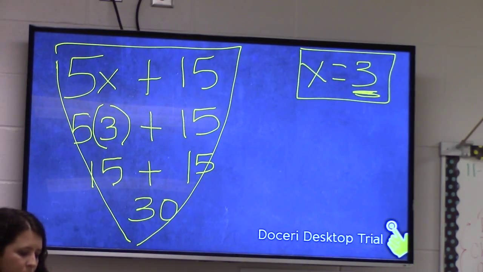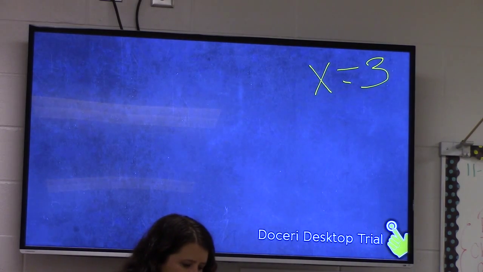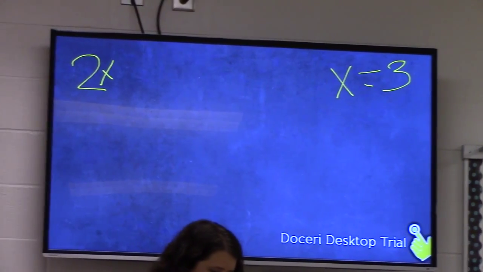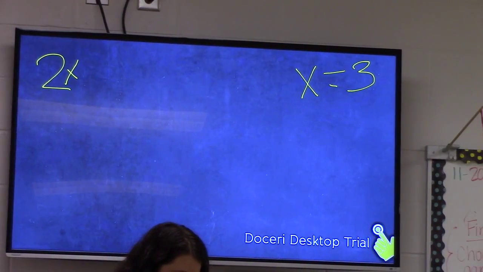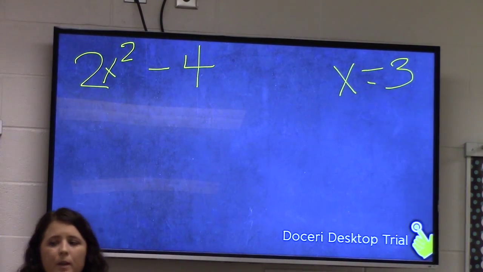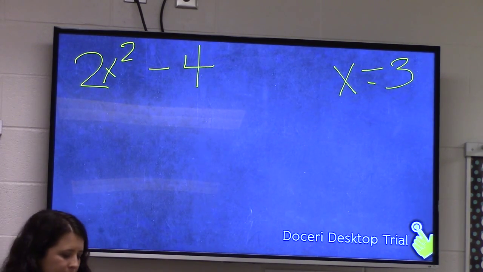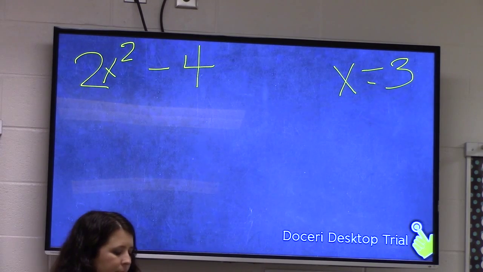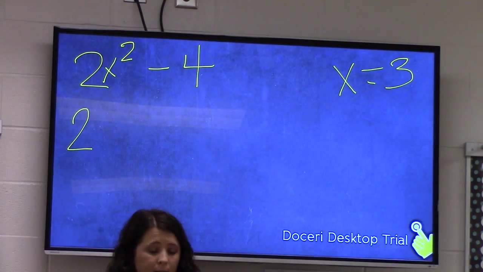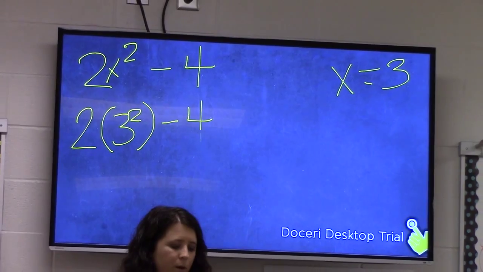Okay, I'm going to show you one more. X is still equal to 3. And we have 2x squared. This is going to include our exponents, so it gets a little harder. The first thing we do, like the Glade commercial reminds us, is plug it in. So the x is going to be a 3. So we have to remember that that is a 3 squared minus 4.